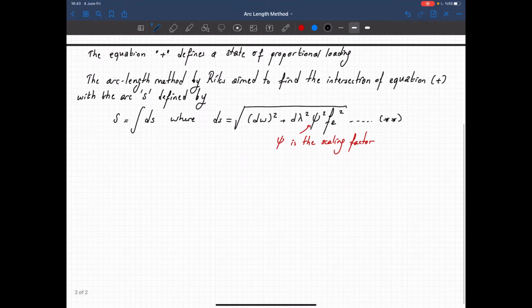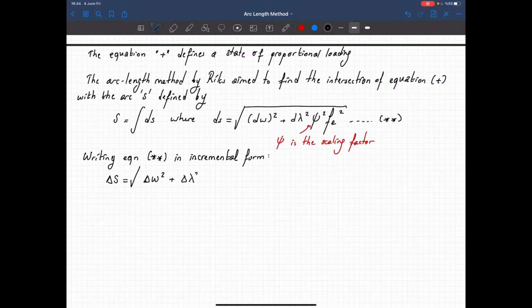Now, writing equation double star in incremental form, we have the following. The arc length is equal to the displacement increment squared plus the load scale factor increment squared, times the scale factor and the applied external force squared, and that should be equal to the user defined arc length.